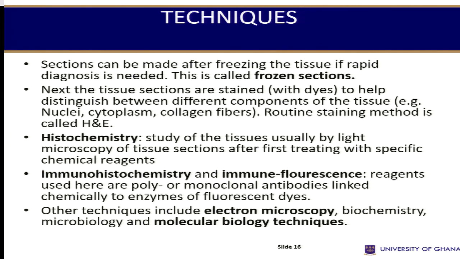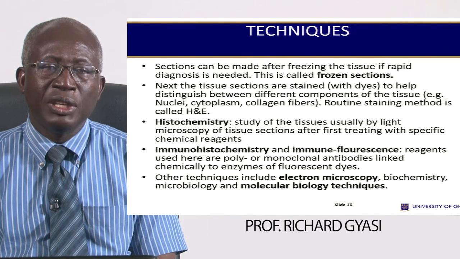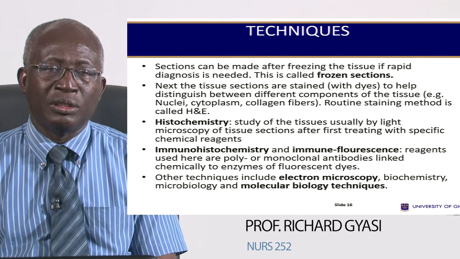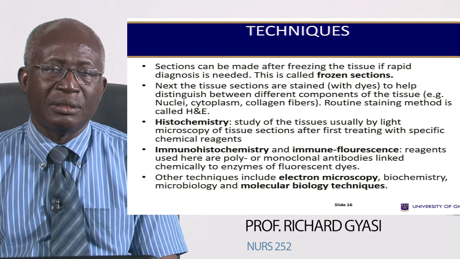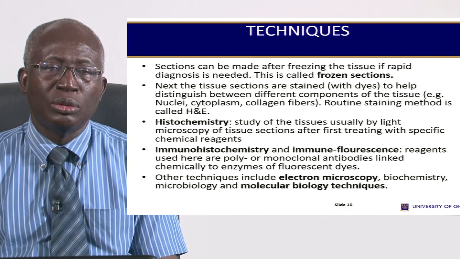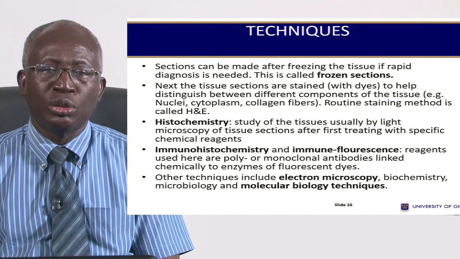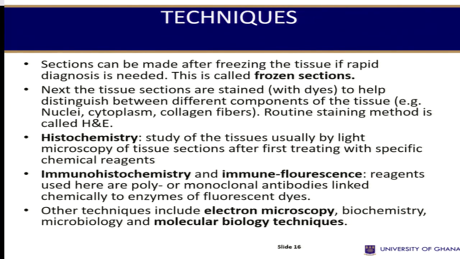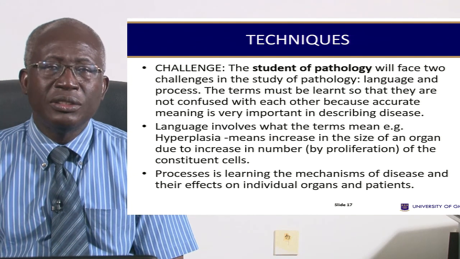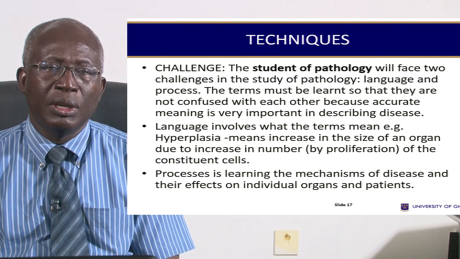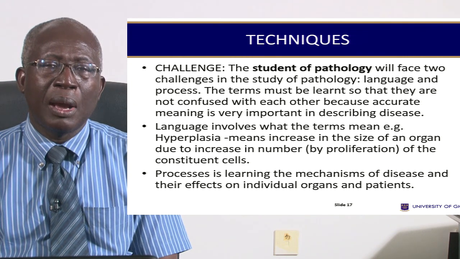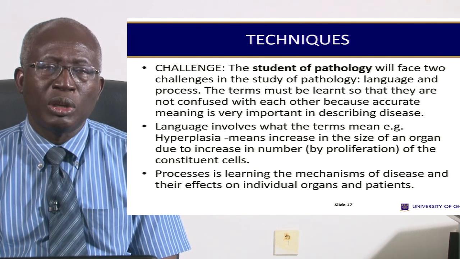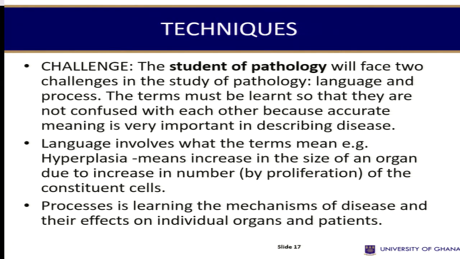Immunohistochemistry, which is currently very important, and immunofluorescence, you have reagents that are either poly or monoclonal antibodies that are linked chemically to the enzymes or fluorescent dyes, and you are able to detect changes based on these reagents. Other techniques that are used on tissue include electron microscopy, you can do biochemical reactions on them, and then you can do microbiological techniques, and then also molecular biology techniques. The challenge to the student studying pathology is that he must become abreast with the language used in medicine and also the processes that this course will try to make students aware of.